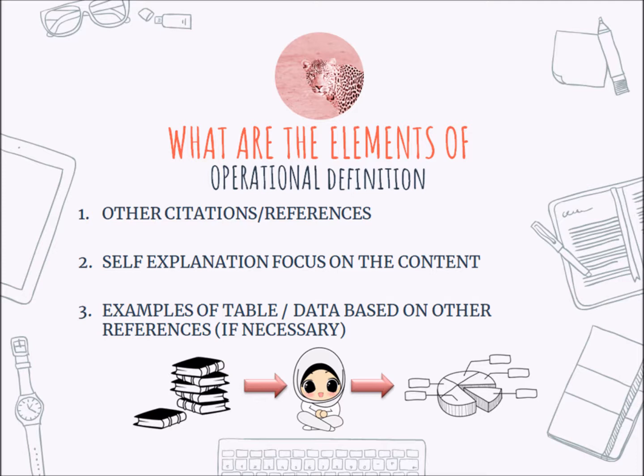Other citation or reference is actually a quote or a sentence of another researcher explaining the term we need to measure. It is a sentence that can be found in their published journal and article, explaining the term from their perspective.